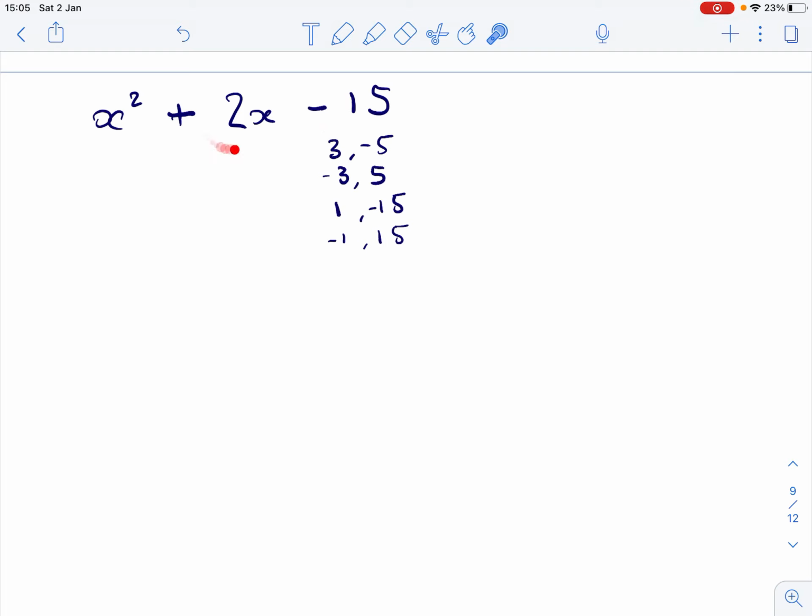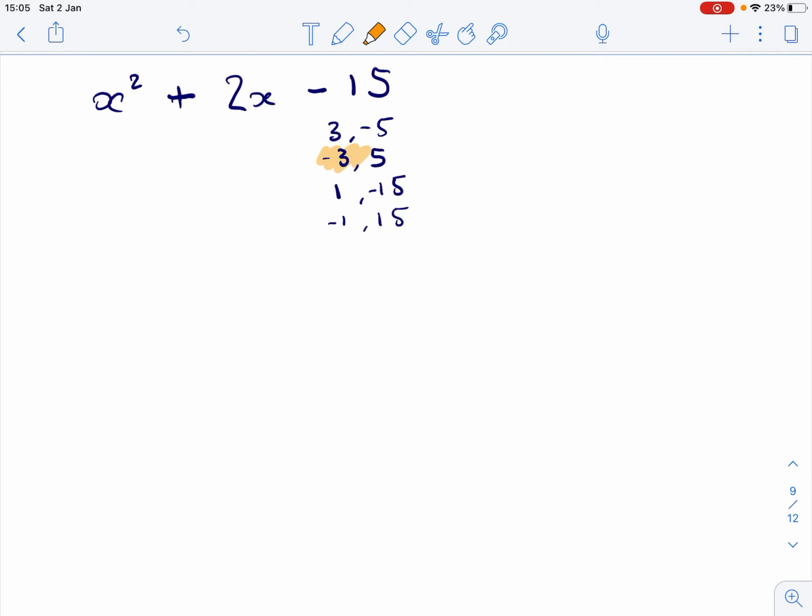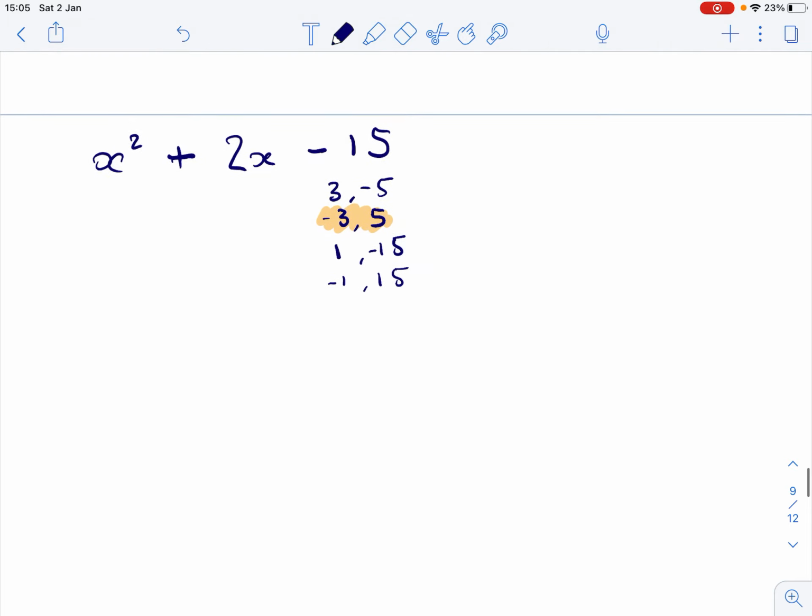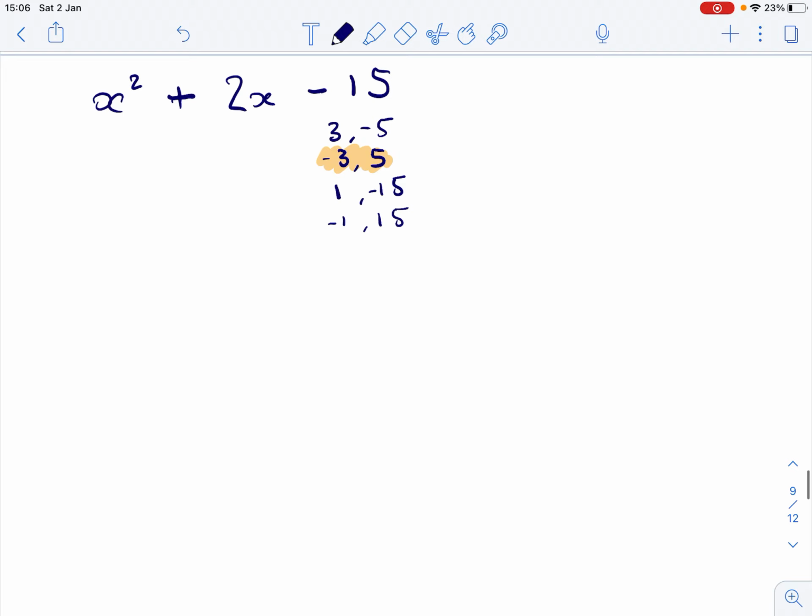So now I'm looking at this plus 2x, and I'm thinking, well, if it's plus 2x, then it's got to have a larger positive number. So it's going to be this minus 3 and plus 5. That will get me my minus 2. Okay. So let's rewrite this, and let's write it as plus 5, just to make it a bit trickier for myself, I think.